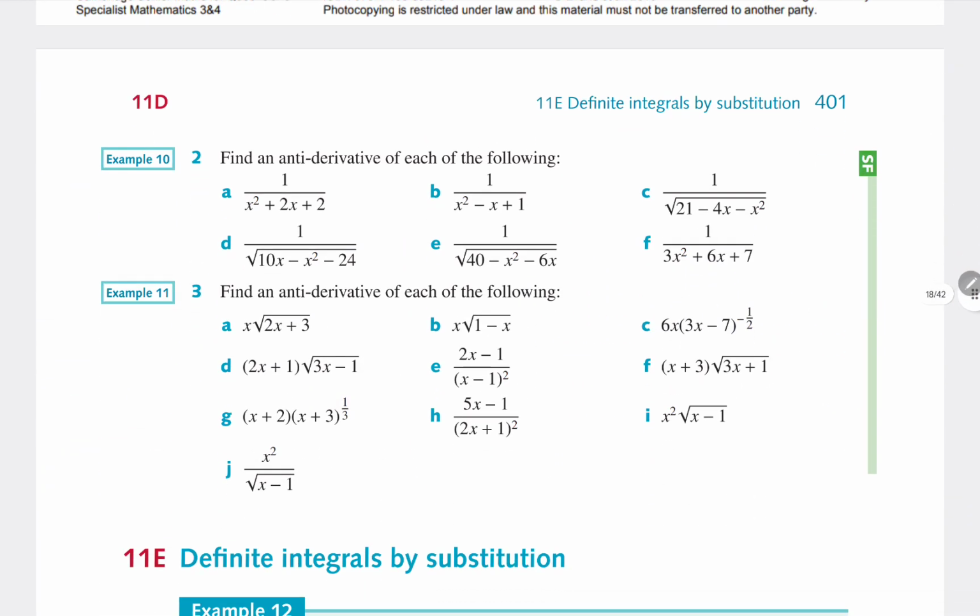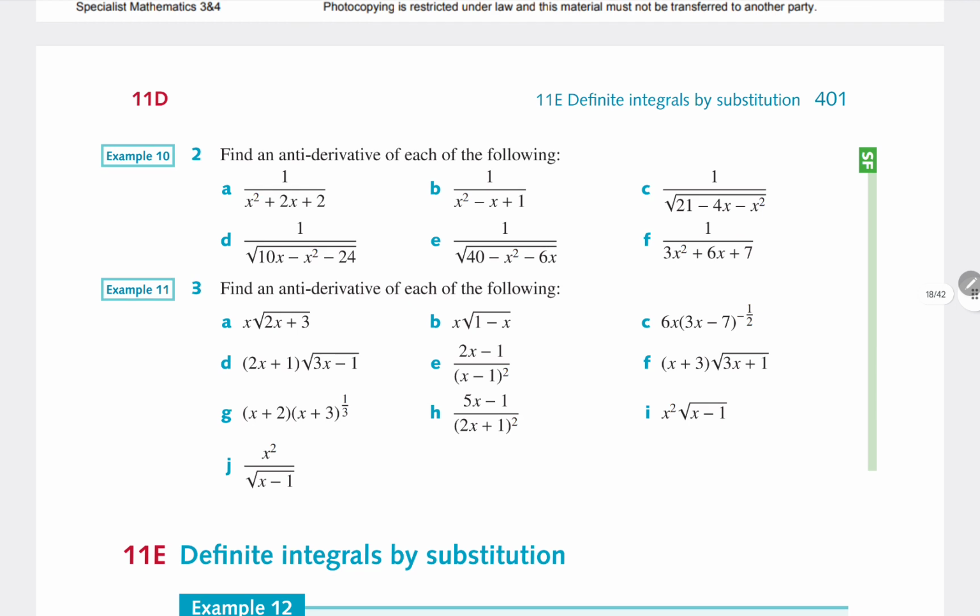Alright, so that's 11D. It seems like a lot of grinding and practice. There's a lot of grinding. It's only 3 questions, because for every single question you spend that much effort to do one question. That's it. So this sheet is really short.